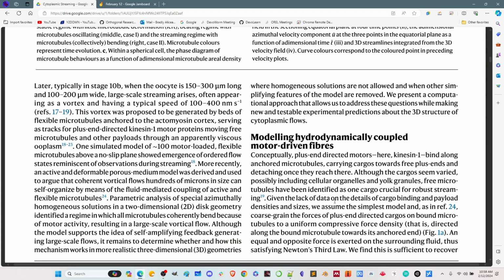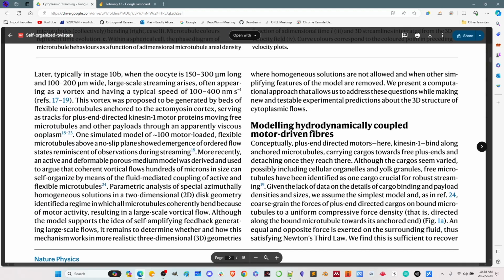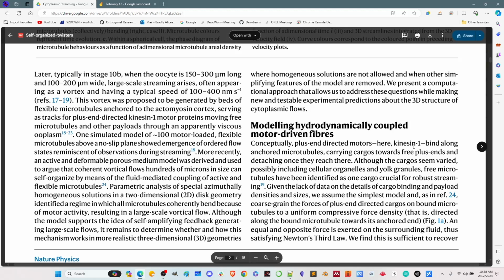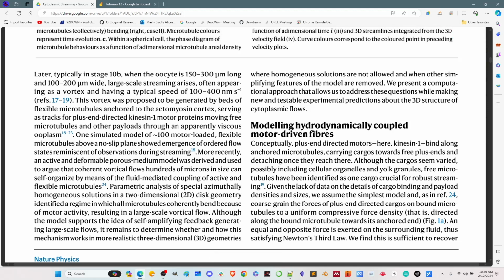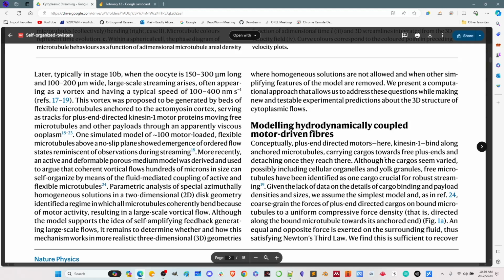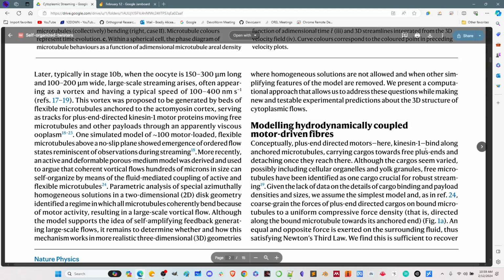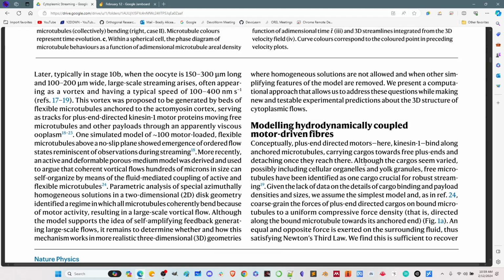They need to model these things, so we have some nice animations here, but they're going to do some computational modeling of hydrodynamically coupled motor-driven fibers. Conceptually, plus-end directed motors, here they use the kinesin 1 molecule, bind along anchored microtubules. So they're binding kinesin 1 to these microtubules that are anchored to the cortex. They call them plus-end directed motors, meaning that there's an end that allows the motor to direct its cargo. So these plus-end directed motors, which are a kinesin 1 and an anchored microtubule combined together, carry a cargo towards free plus ends, detaching once they reach there. So they move things from one place to another using the ends of the microtubules.